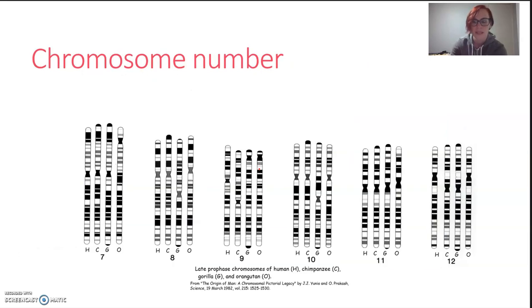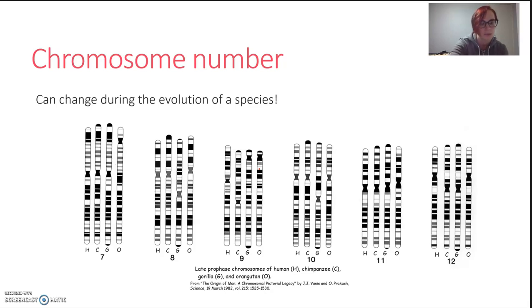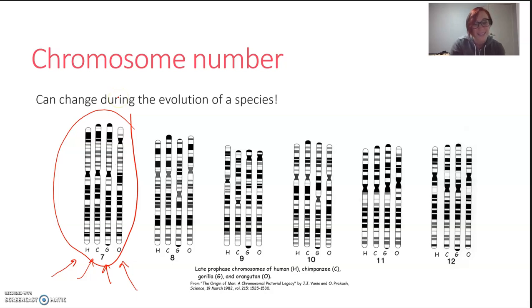So chimps and humans are a great example of the fact that a change can happen during evolution of a species, and that might actually give rise to a difference in chromosome number. So the H here stands for human, we've got chimp, we've got gorilla, and we've got orangutan. So if we actually have a look at these, this is the chromosome 7, and they're quite similar, right? Really, really similar genes on these chromosomes, but over time things have started to drift.